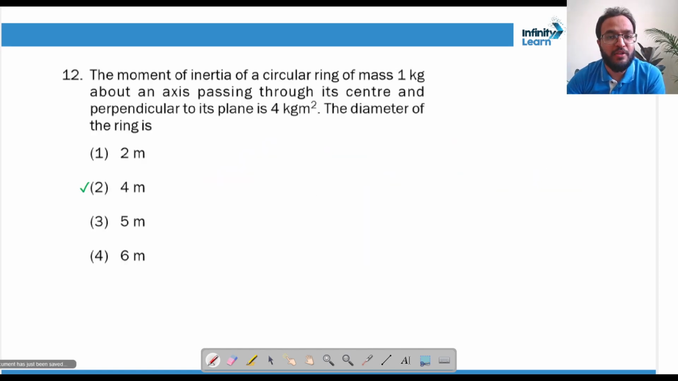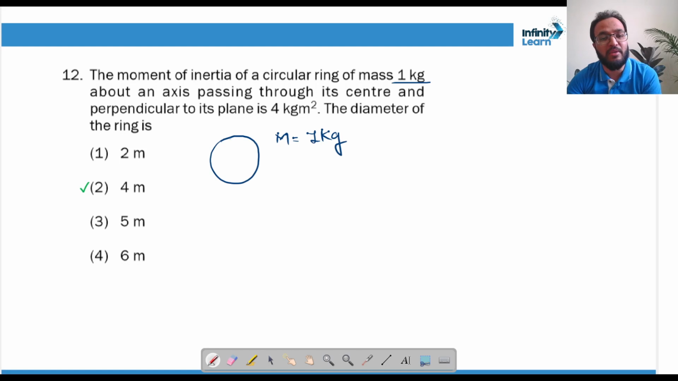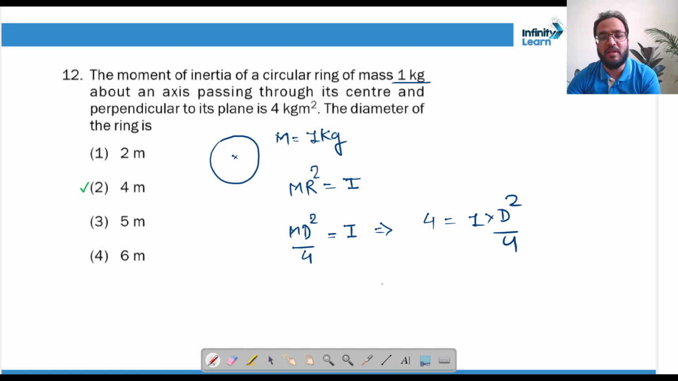Now 12th, the moment of inertia of a circular ring of mass 1 kg about an axis passing through its center and perpendicular to its plane. Okay, passing through its center and perpendicular to its plane. So formula is very simple. MR square is equal to I. Or we can say MD square by 4 is equal to I. The radius is half of the diameter. I guess every data is given. They have given you 4. Okay. So, 4 is equal to 1 into D square by 4. And from here, you can say D is equal to 4 centimeter.